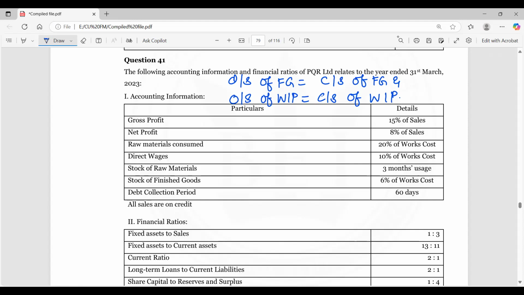So it is an assumption in this question. Listen, if opening stock of work in progress is equal to closing stock of work in progress and opening stock of finished goods is equal to closing stock of finished goods, in such cases, we can say that works cost is equal to cost of goods sold. We have to assume, otherwise this in your textbook this is not given. If you are not making this assumption, it is difficult to understand this question. Right?